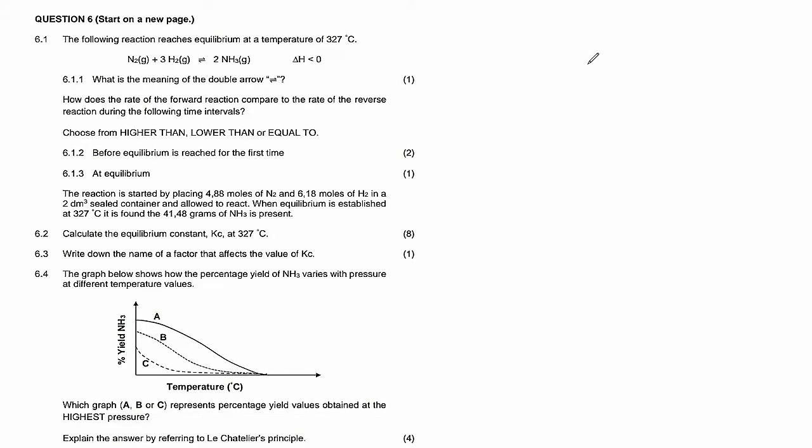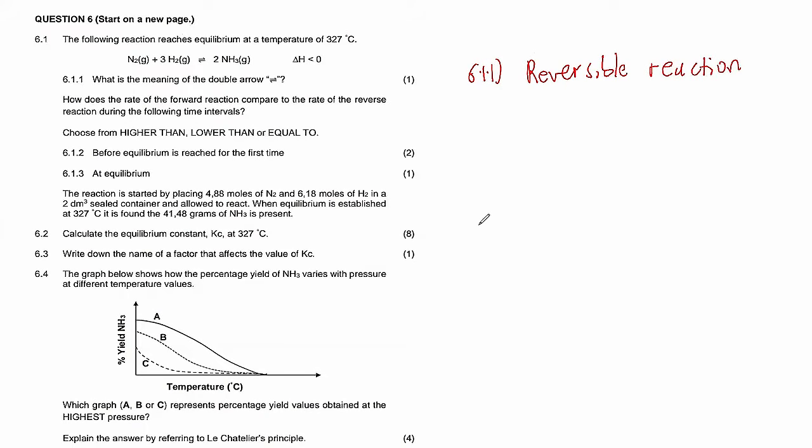Okay, so we have question 6 on chemical equilibrium. It says the following reaction reaches equilibrium at a temperature of 327 degrees Celsius. Then we have that reaction given. Then 6.1.1 says, what is the meaning of the double arrow? So we know that the double arrow means that this is a reversible reaction, right? So that's what you tell them for a mark.